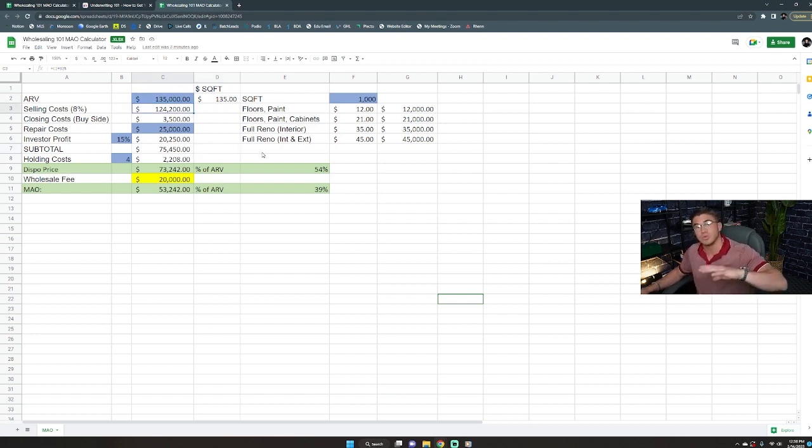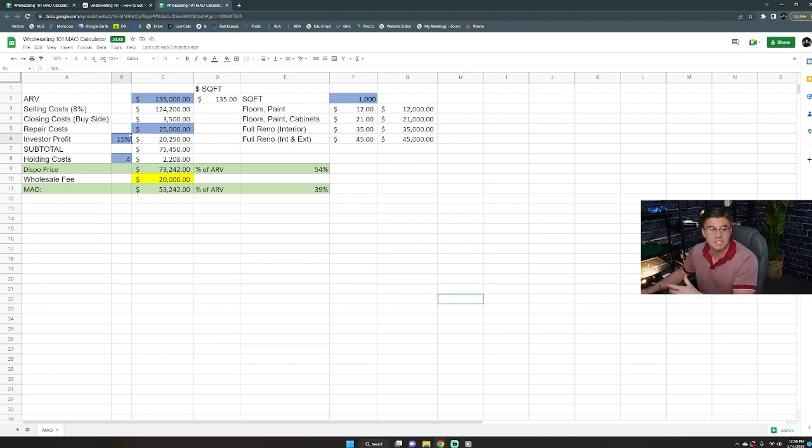Remember, this is when you list the property, or when whoever you sell the property to flips it, they're going to list it on the market, and they're going to be paying fees and closing costs. We're going to back out the closing costs from when they buy it from you. We're going to back out the repair costs. Then we're going to back out the investor's profit. And this is how much money the person you're selling to should be able to make.